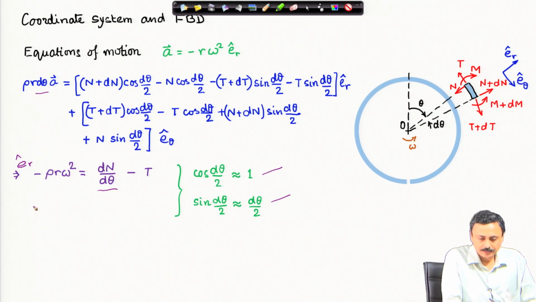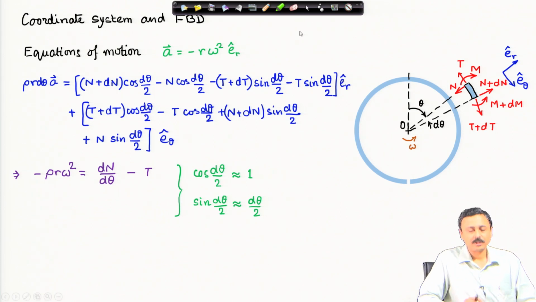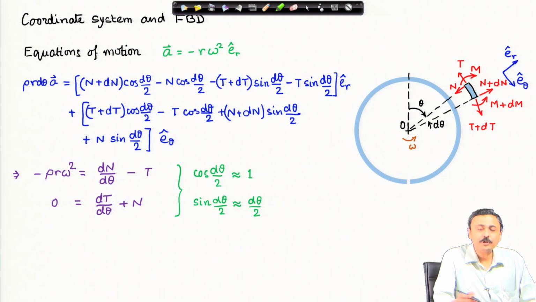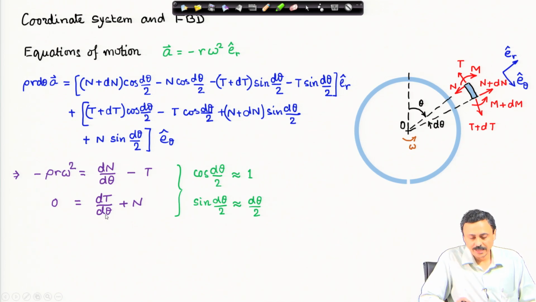Now, then what we have is the equation of translational dynamics in the e_r direction. In the e_theta direction, on the left hand side we do not have any acceleration, because there is no tangential acceleration, no Coriolis, etc. And from the right hand side we get dT/dθ plus N equal to 0.